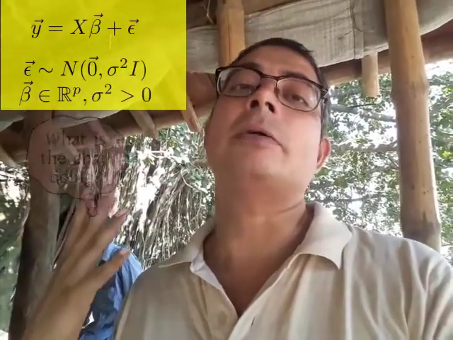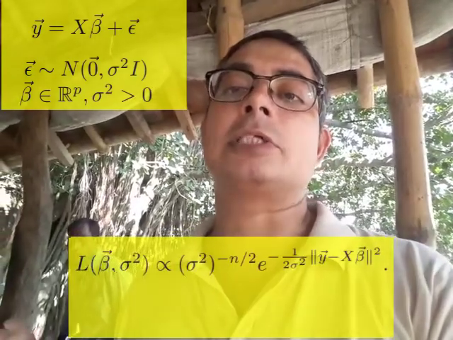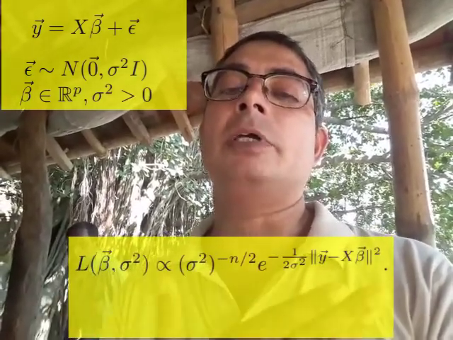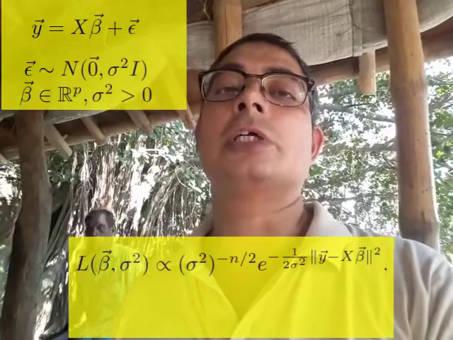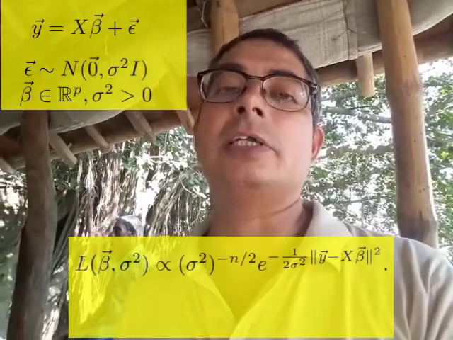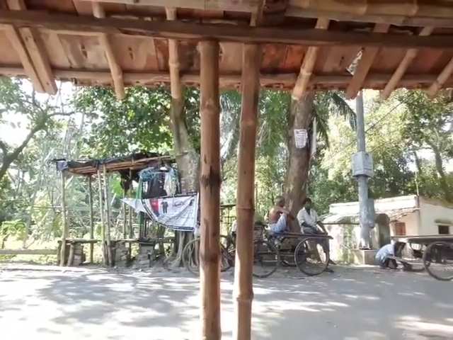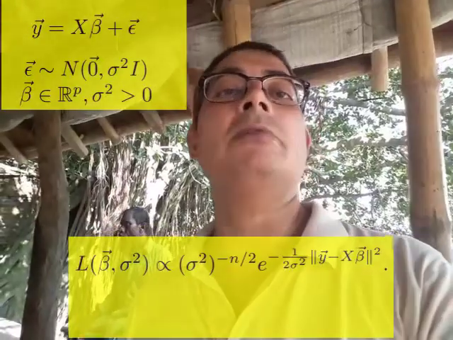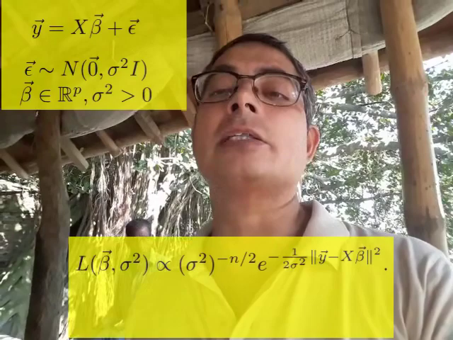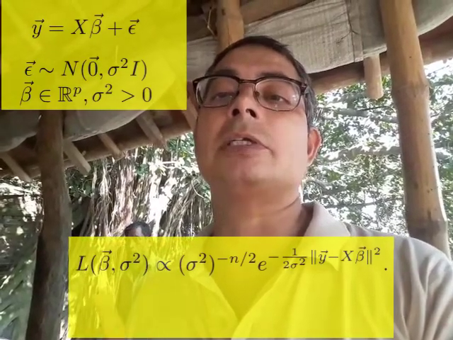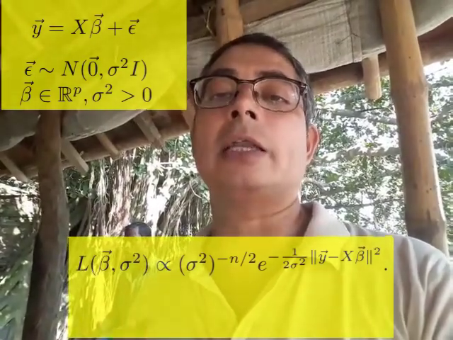I want to find out the maximum possible value of the likelihood. The likelihood is given by this, our familiar multivariate Gaussian density without the various 2 pi's and things like that, the constants. Now we want to maximize this, which effectively means we are going to plug the maximum likelihood estimators of beta and sigma square in it.